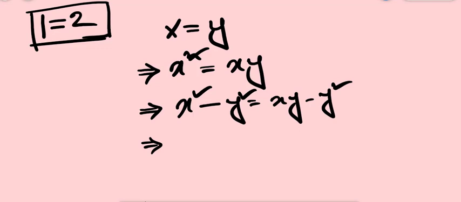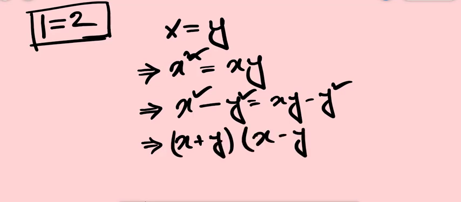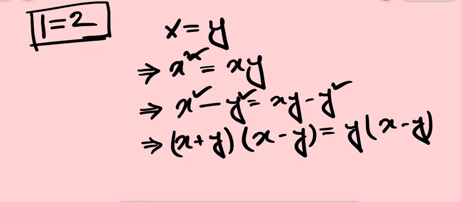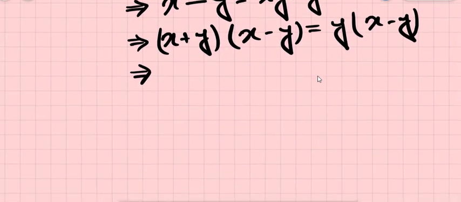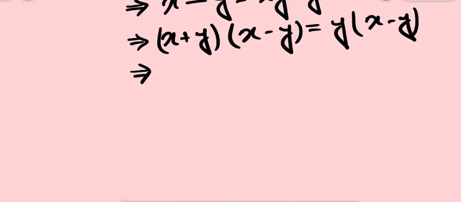We all know x square minus y square is equal to x plus y into x minus y. And on this side take y as common, and x minus y. So from both sides we can eliminate x minus y. Let's eliminate this and this. So we get x plus y is equal to y.